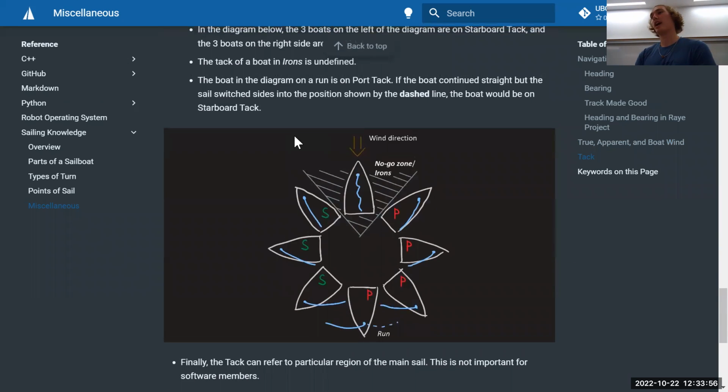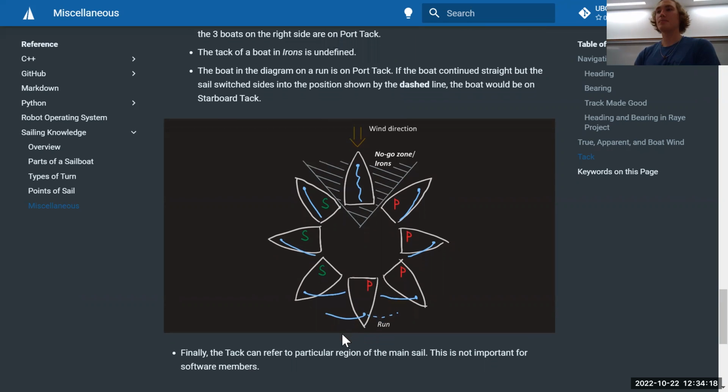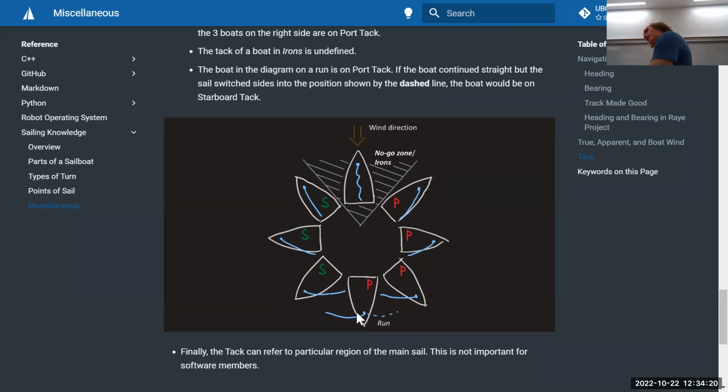The most technically correct way is that it's the opposite side to wherever the sail is. So these boats, the sail is on the port side of the boat, so they're on starboard tack. And these boats, the sail is on the starboard side of the boat, so they're on port tack. And if you're sailing straight downwind, the tack again just depends which side of the boat the sail is on. So here the sail is on the starboard side, so the boat is on port tack.